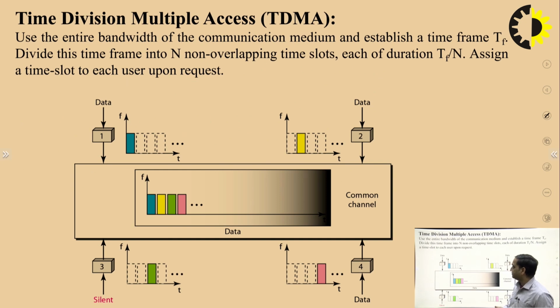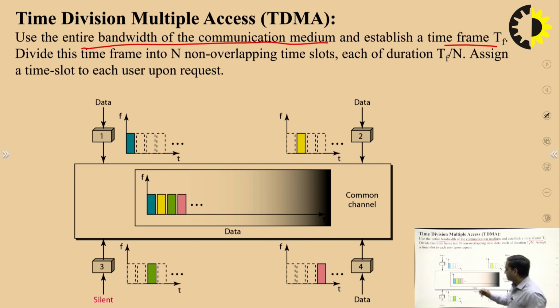The second one is time division multiple access, TDMA. It uses the entire bandwidth of the communication medium and establishes a time frame. In place of the frequency, we take the time frames, and this time frame is divided into subframes.